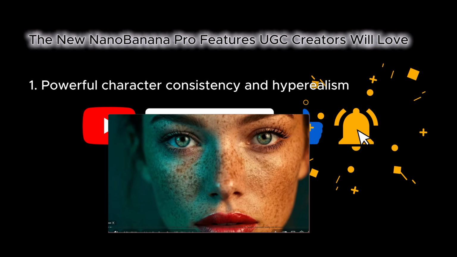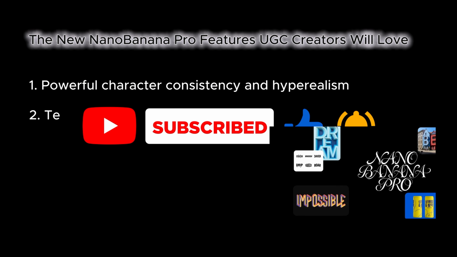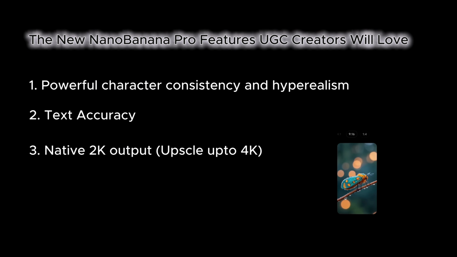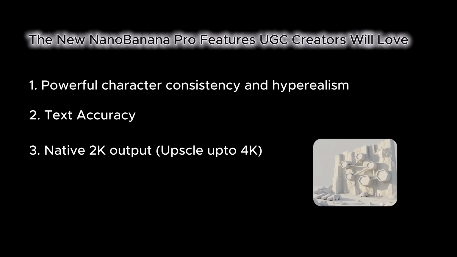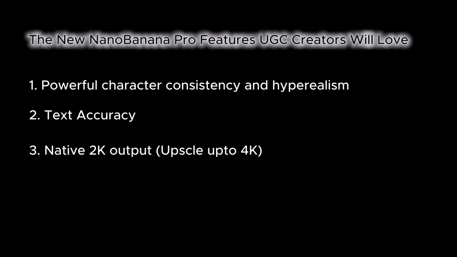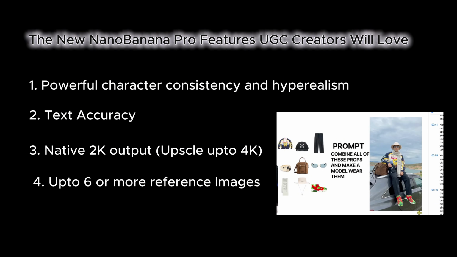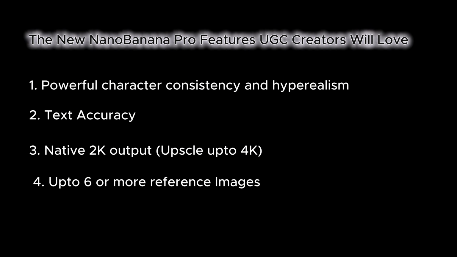The character consistency is on another level. The text accuracy is finally reliable, and it can now generate native 2K images with the option to upscale all the way to full 4K. Plus, this part actually blew my mind. You can feed it up to 6 reference images, sometimes even more, and it merges all of them into one cohesive, hyper-accurate output. That level of multi-image reasoning is just insane.